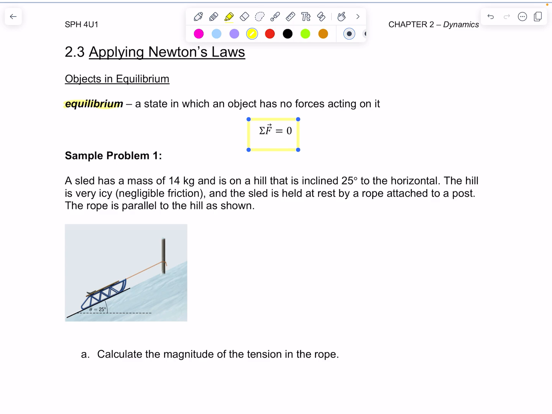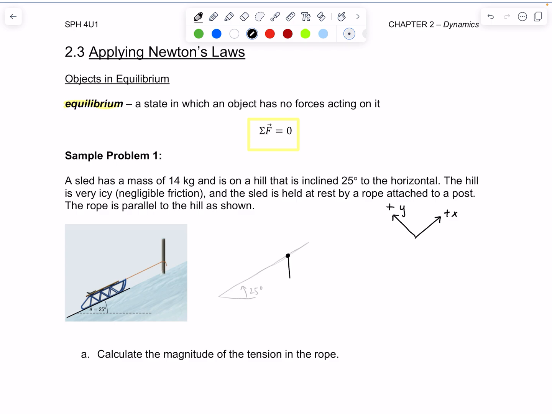Let's start by drawing a free body diagram of this object on the incline of 25 degrees. We'll use a dot to represent the sled. We will say that the direction up the incline is positive and perpendicular to the incline is positive. We'll call this the x direction. This is the y direction.